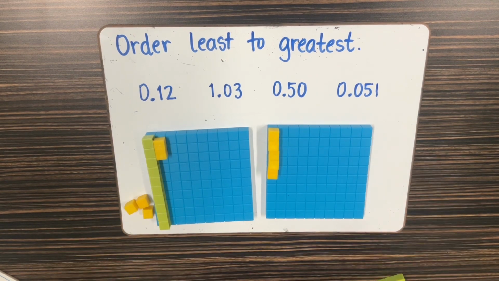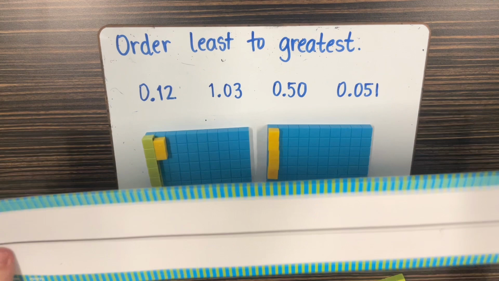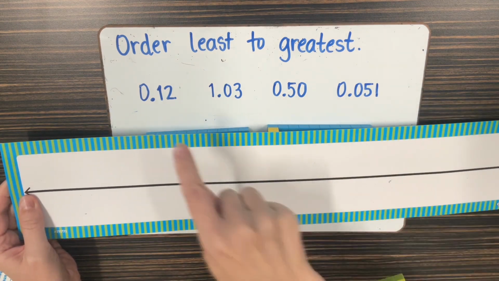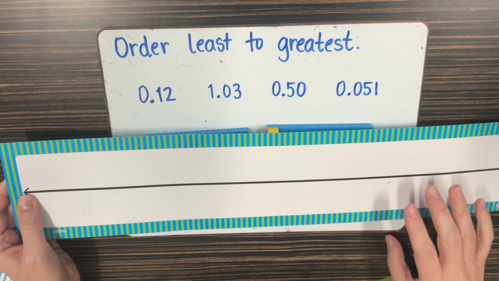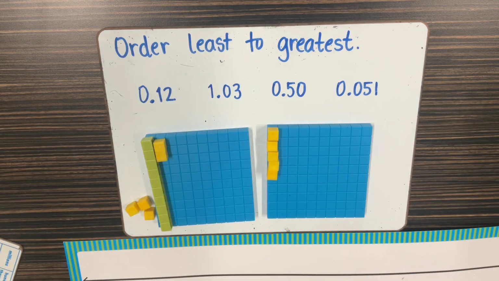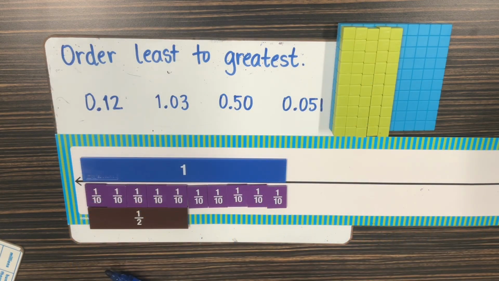Now that we've built this, go ahead and use a number line to show where you think these decimals might go on a number line from what we've built so far. Pause the video and give it a go. Okay, let's see what you were thinking.